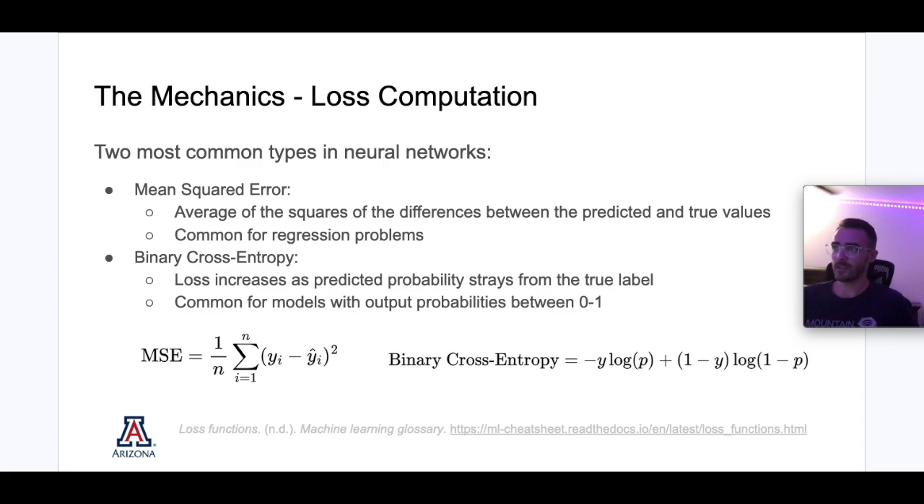Binary cross entropy, on the other hand, is an equation where the loss increases as the predicted probability strays from the actual true label. And so this is really common for models with output probabilities between 0 and 1, so binary classification tends to be focused on this method.